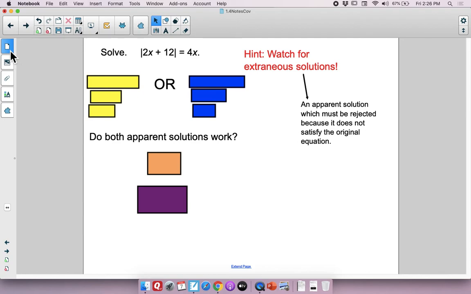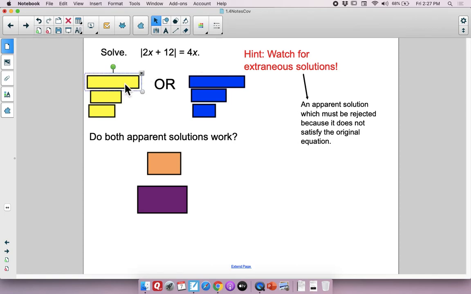Okay. Now, sometimes you got to be careful. Sometimes when you do these, you might get an extraneous solution. That's like an apparent solution which must be rejected because it does not satisfy the original equation. In other words, you might solve it, but when you plug it back in, it doesn't work. Okay? So let's look at this. Notice we don't have an absolute value on this side and we have a variable. And that's when we're going to see these possible extraneous solutions. And see if you can think of the reason why as we go through this.